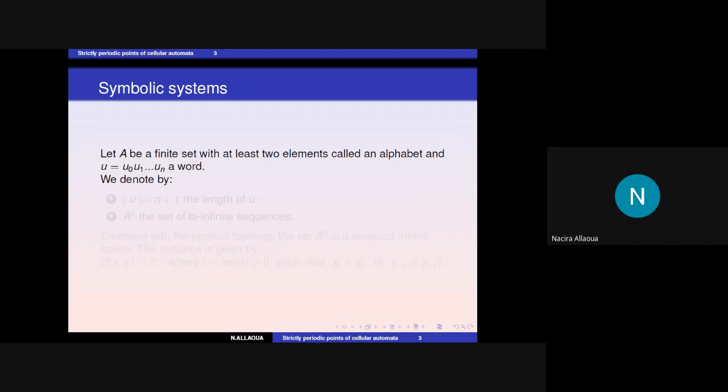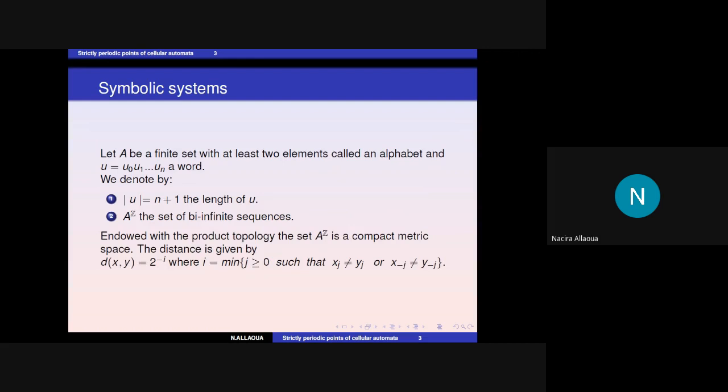Let's start with a brief symbolic system reminder. Let A be a finite set with at least two elements called an alphabet, and u a word, which is a sequence of letters in A, with its length equal to the number of letters. We denote by A^Z the set of bi-infinite sequences. Endowed with the product topology, the set A^Z is a compact metric space. The distance between two points is given by 2^(-i), where i is the first position where the two points are different.